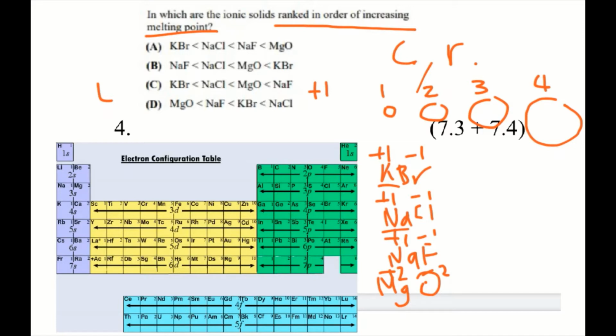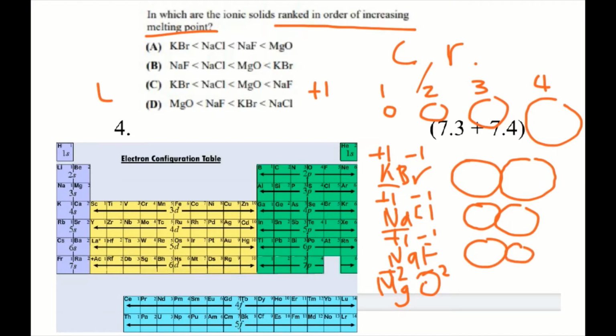and that's why I'm doing it this way. So K is in period 4, so I have to draw it like this, and Br is also in period 4, so I have to draw it like this. Now what about sodium chloride? Sodium and chlorine are in period 3, so slightly smaller. NaF, well, Na is this, and F is in period 2, so slightly smaller. And MgO, well, Mg is in period 3, so it will look like this. And O is in period 2, so it will look like that.